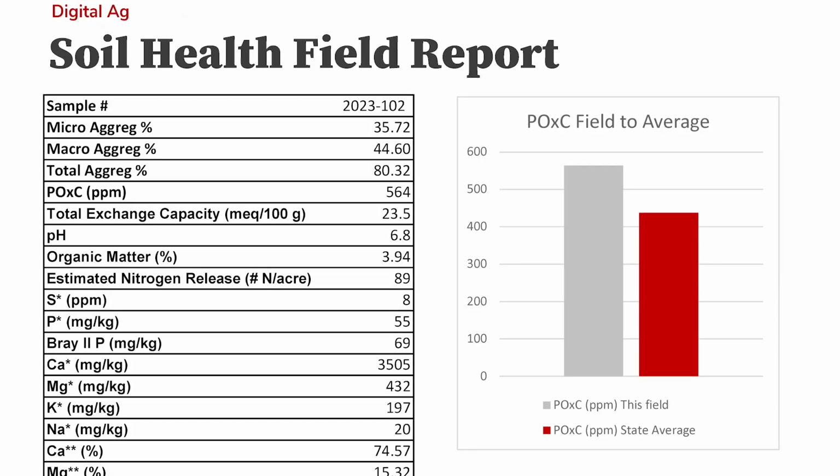The next value to consider as we come down through that test is going to be POXC. That's kind of a newer one. It's actually strongly correlated to soil organic matter, because POXC is a measure of the active carbon in the soil. And really that's what organic matter is. It's a measure of carbon, but not active carbon.